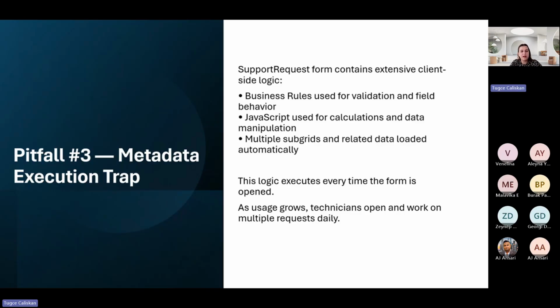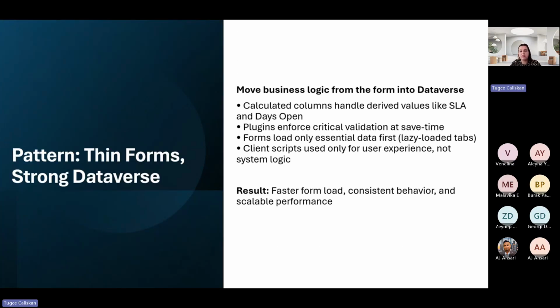So once we have this, we need to move to thin forms and strong Dataverse. In order to implement this, we should focus on not computing a ticket, but rendering a ticket, which means that we should keep some of the calculations, like SLA timings and so on, in calculated columns. There is a feature for us to use on this. And any critical validation, instead of trying to do it in the front end, on the client side, we should try to do it at save time on the back end with plugins. So this will help us actually reduce the form load.